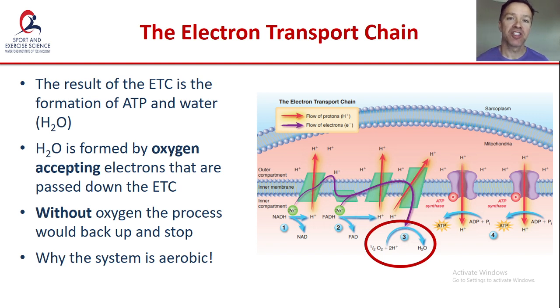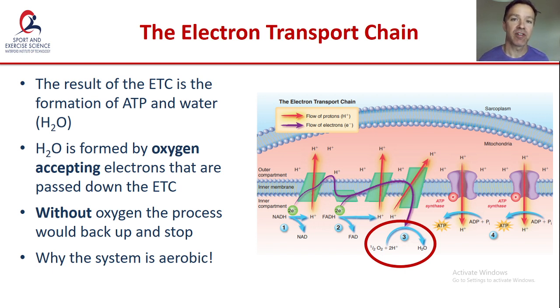At step 3 here, we see that the end process requires oxygen. So oxygen is the final receptor for the electrons that are passed down through the chain. This is why we say this is an aerobic system, because the very last step requires oxygen. If there's insufficient oxygen to accept the electrons being passed through the electron transport chain from the Krebs cycle that came from glycolysis, well, then the whole system backs up.